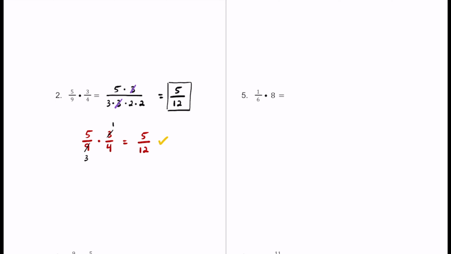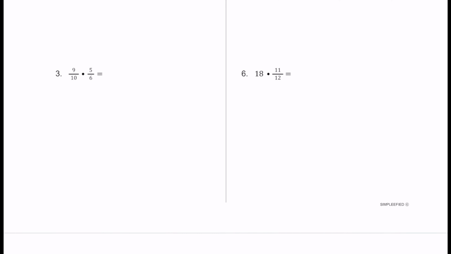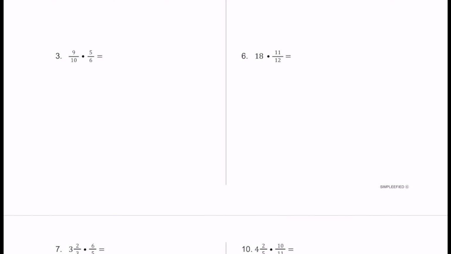All right, moving on to number 3. For number 3, it looks like we have 9/10 multiplied by 5/6. So we can go ahead and break that 9 down. 9 can break into 3 times 3, and that 5 is just going to stay as 5. 10 on bottom breaks into 2 times 5, and the 6 will break into 2 times 3.